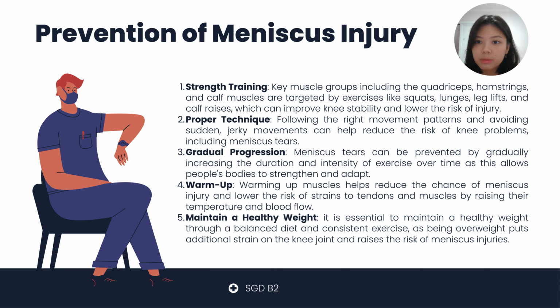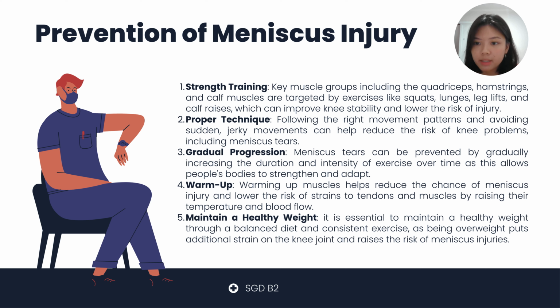I will now explain about the methods to prevent meniscus injury. The first one is strength training. Key muscle groups including the quadriceps, hamstrings, and calf muscles are targeted by exercises like squats, lunges, leg lifts, and calf raises, which can improve knee stability and lower the risk of injury.